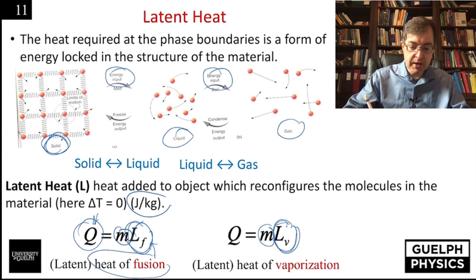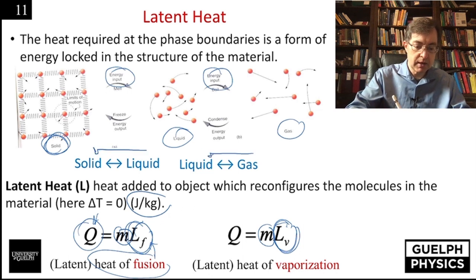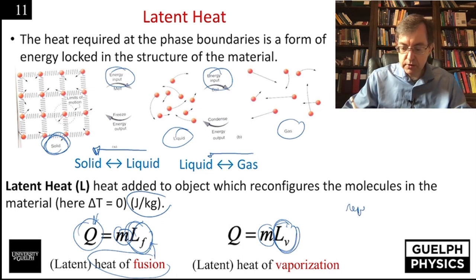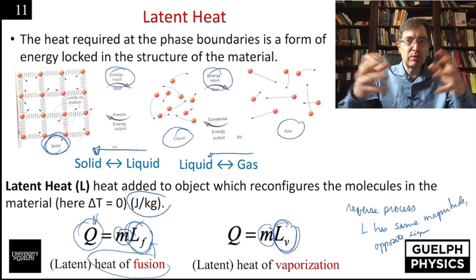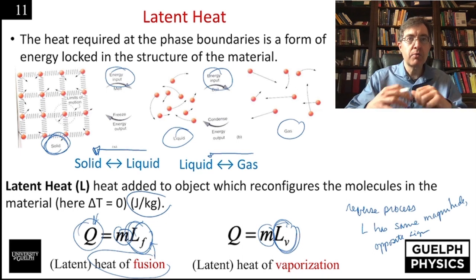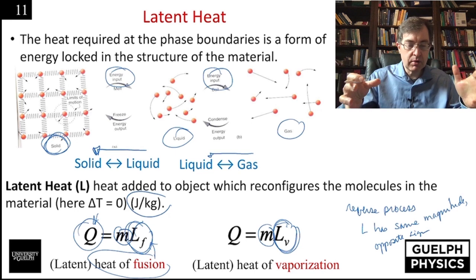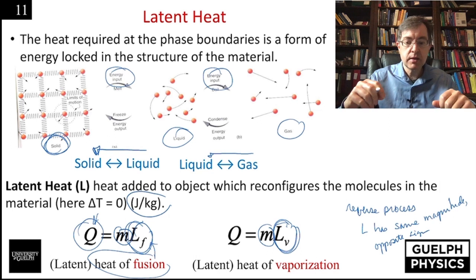And finally, of course you can go the reverse process. You can go from a gas to a liquid or a liquid to a solid. For the reverse process, the latent heat has the same magnitude but the opposite sign. So when a gas condenses into a liquid, it actually gives off heat. And when a liquid crystallizes into a solid, typically it will also give off heat to the environment.